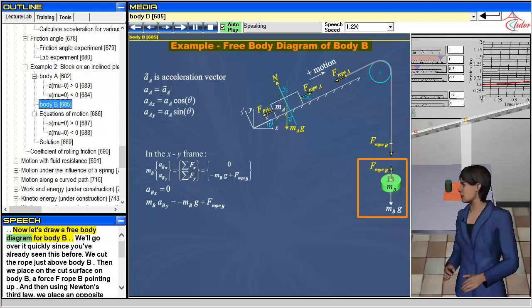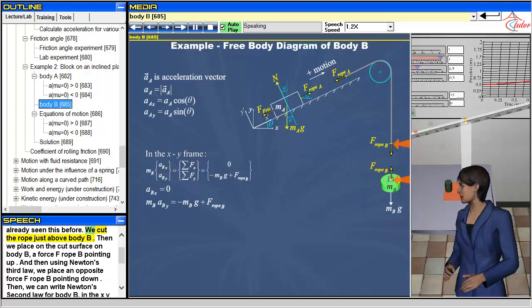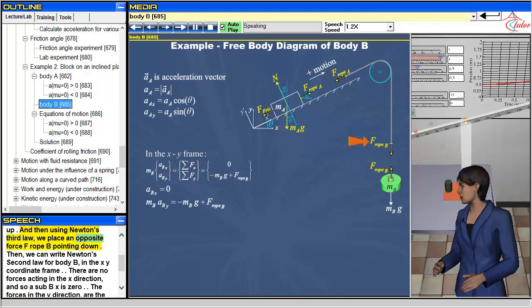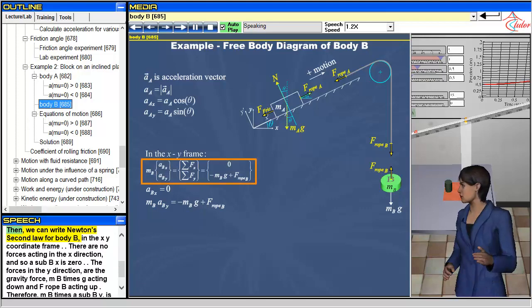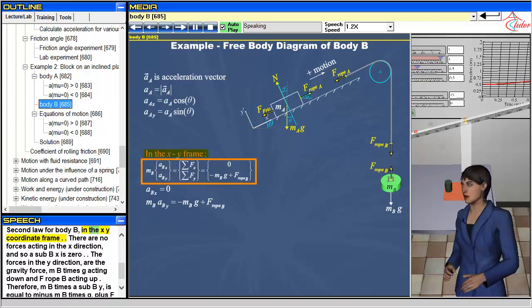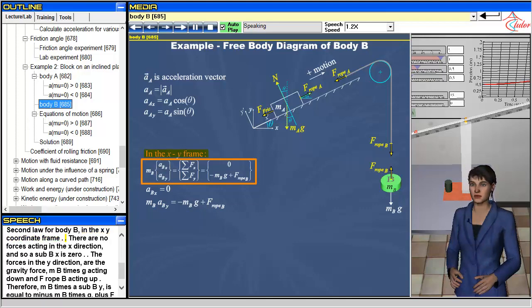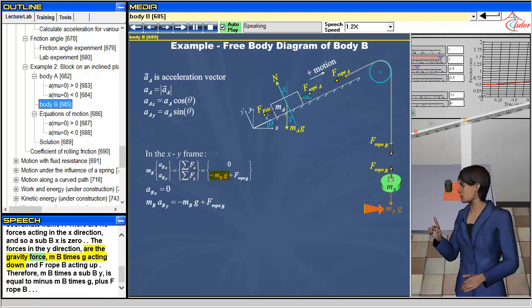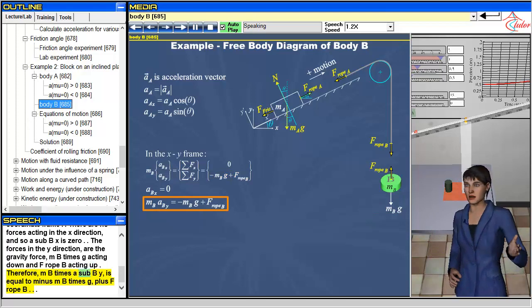Now let's draw a free body diagram for body B. We'll go over it quickly since you've already seen this before. We cut the rope just above body B. Then we place on the cut surface on body B a force F rope B pointing up. And then using Newton's third law, we place an opposite force F rope B pointing down. Then, we can write Newton's second law for body B in the xy coordinate frame. There are no forces acting in the x direction, and so a sub Bx is 0. The forces in the y direction are the gravity force, mb times g acting down, and F rope B acting up. Therefore, mb times a sub By is equal to minus mb times g, plus F rope B.